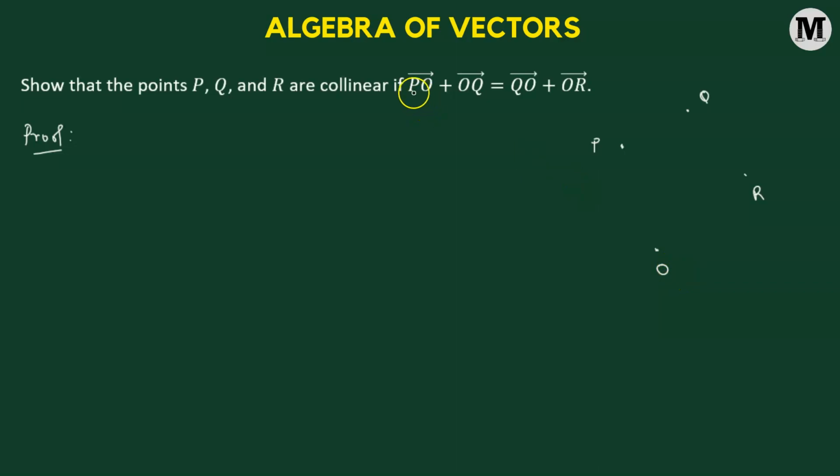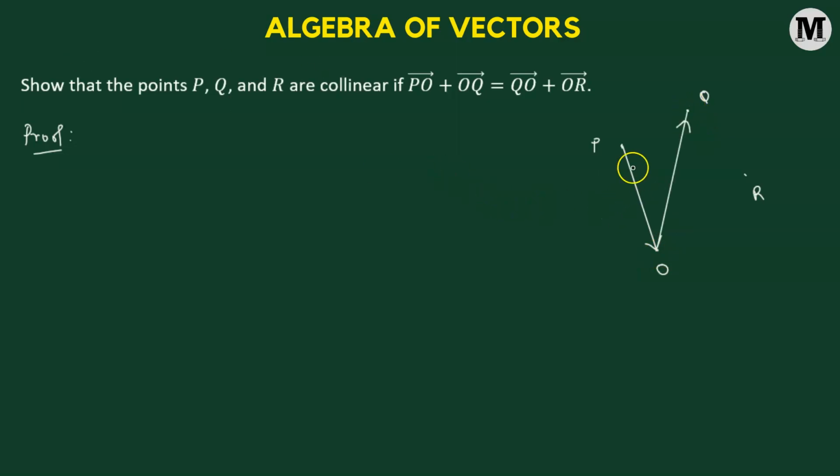Now, we have here PO vector, so we'll join point P and point O with a vector running from P to O. Then we have the OQ vector, so we'll join point O and point Q with a vector going from O towards Q.